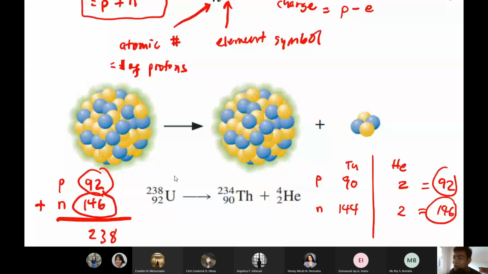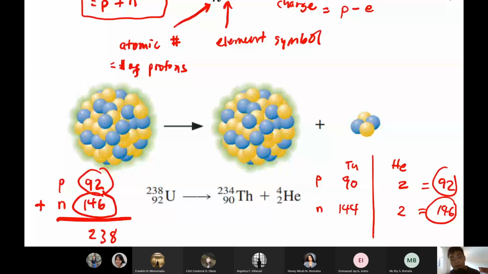So, aalamin mo sino yung mga protons, ano yung mga neutrons, then titignan mo on the left side and on the right side, balance sila. 92 sa left, sa right, 90 plus 2, 92. 146 sa left, sa right side, 144 plus 2, 146. Okay? So, yun yung sinasabi nating balanced nuclear equation. Yung proton and neutron ay equal on the left and on the right side. Okay? So, it means it follows the law of conservation of mass although the elements are different.